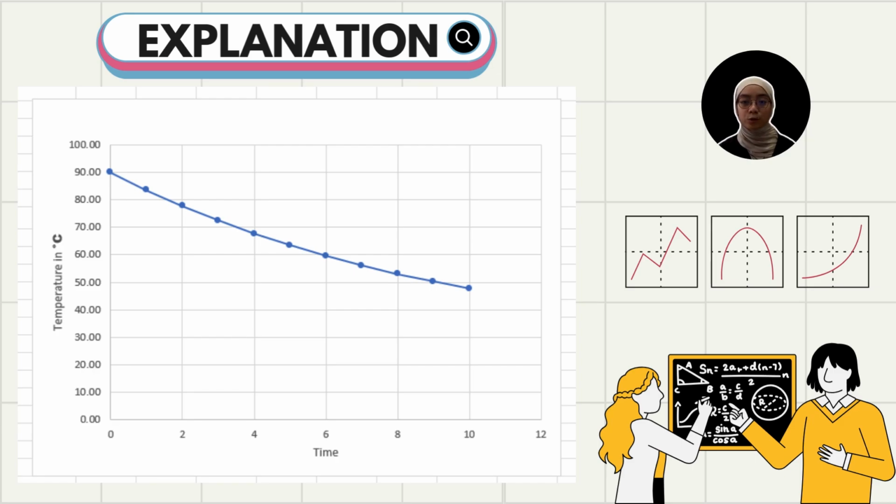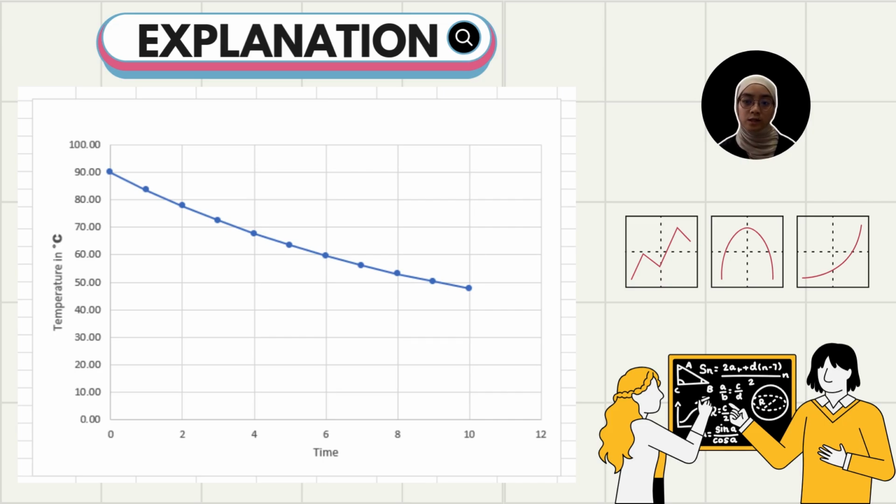Initially, at t equal to 0, the coffee starts at a temperature of 90 degrees Celsius. As time progresses, the coffee cools down due to the difference between its temperature and the ambient room temperature of 25 degrees Celsius. By the end of 10 minutes, the estimated temperature of the coffee has dropped to 47.66 degrees Celsius, as shown by the data points and the graph.